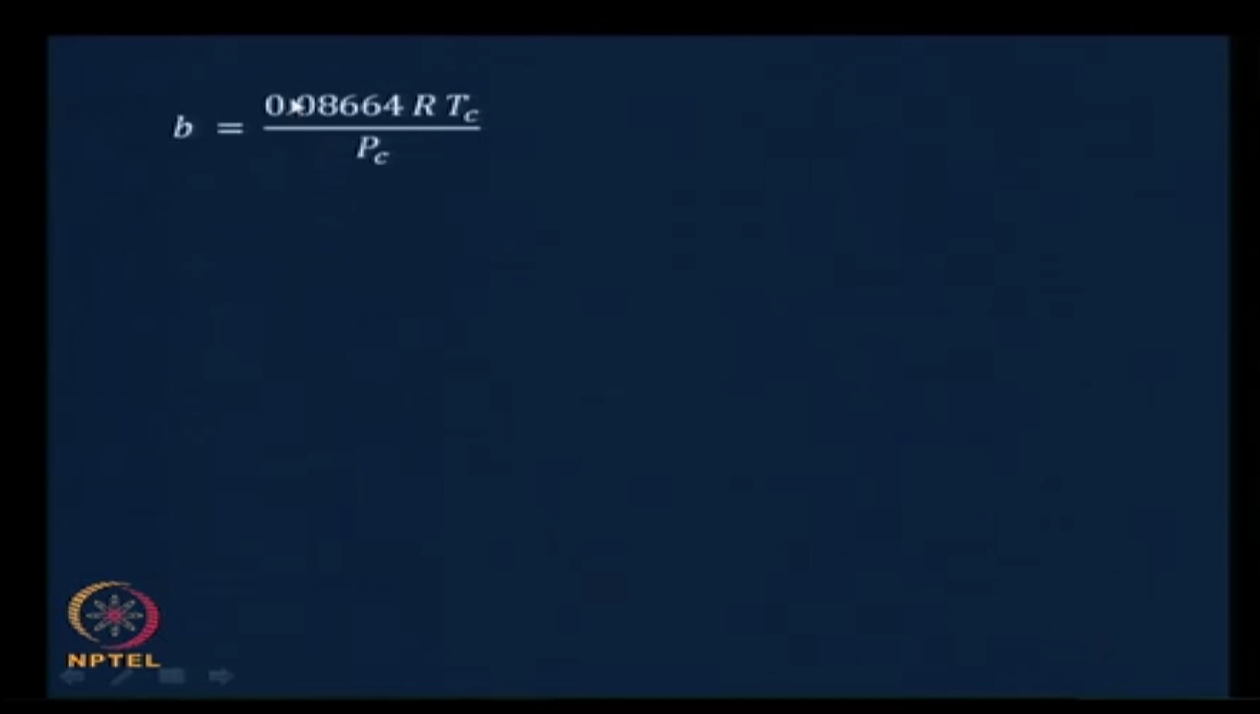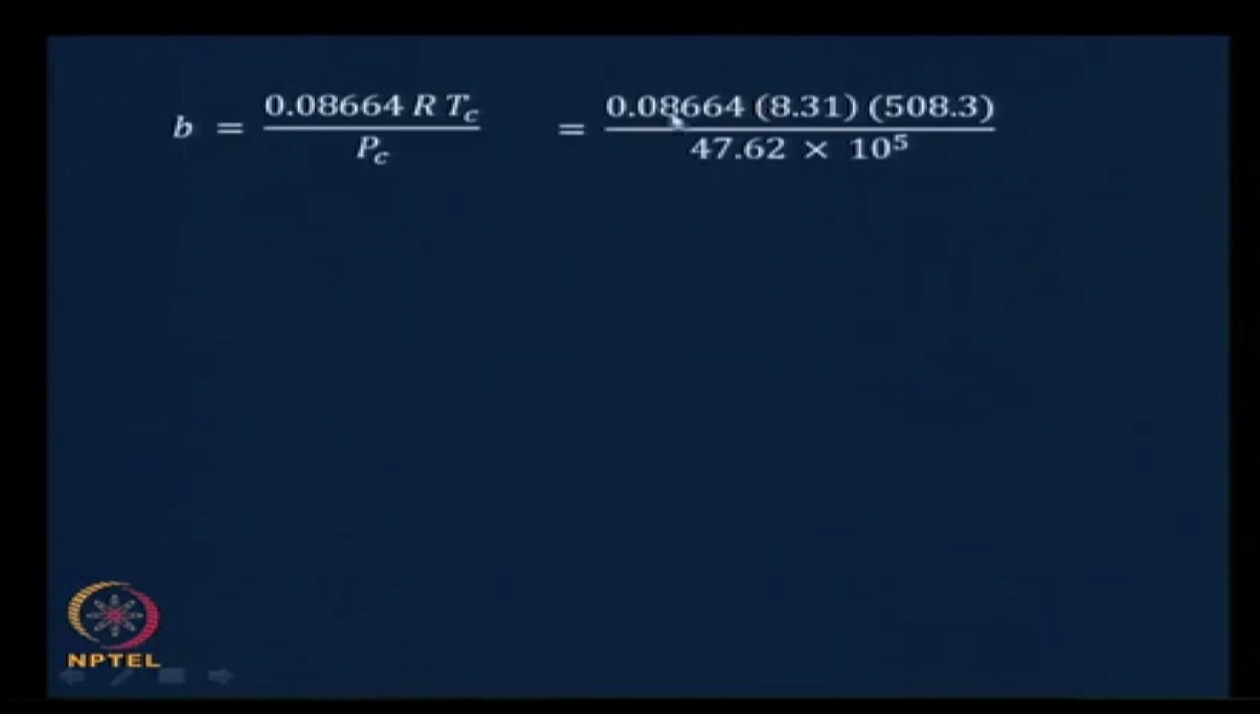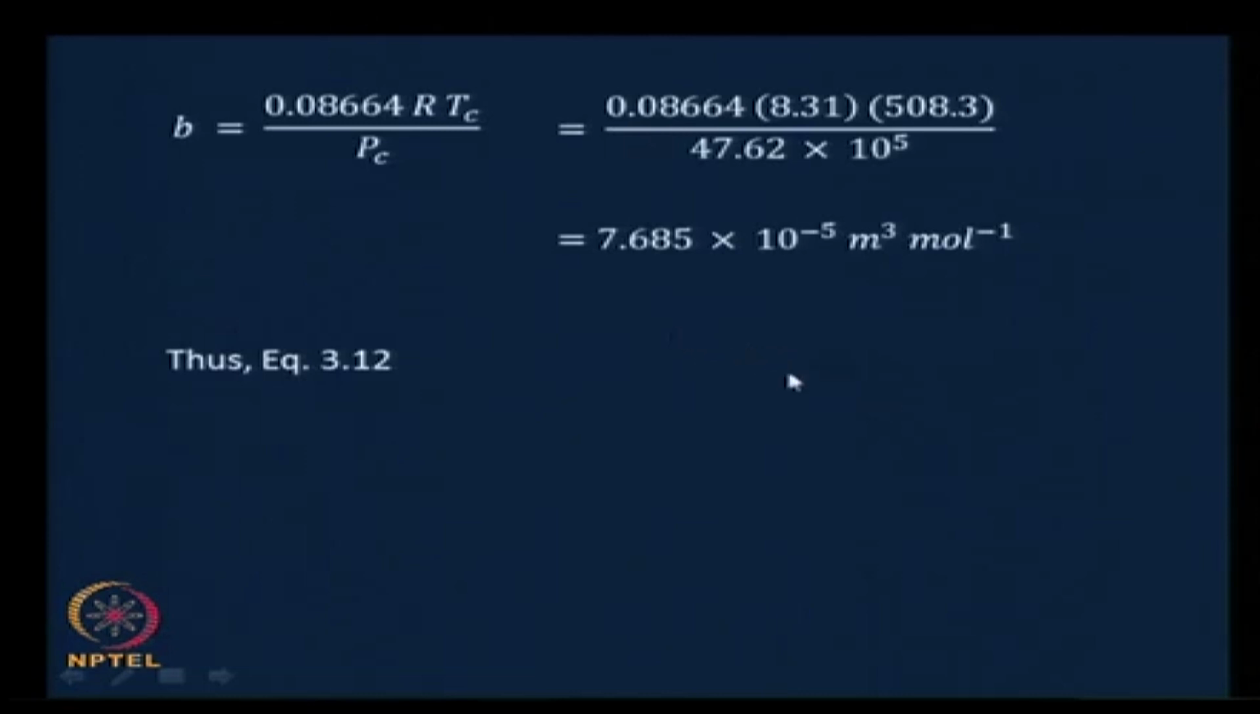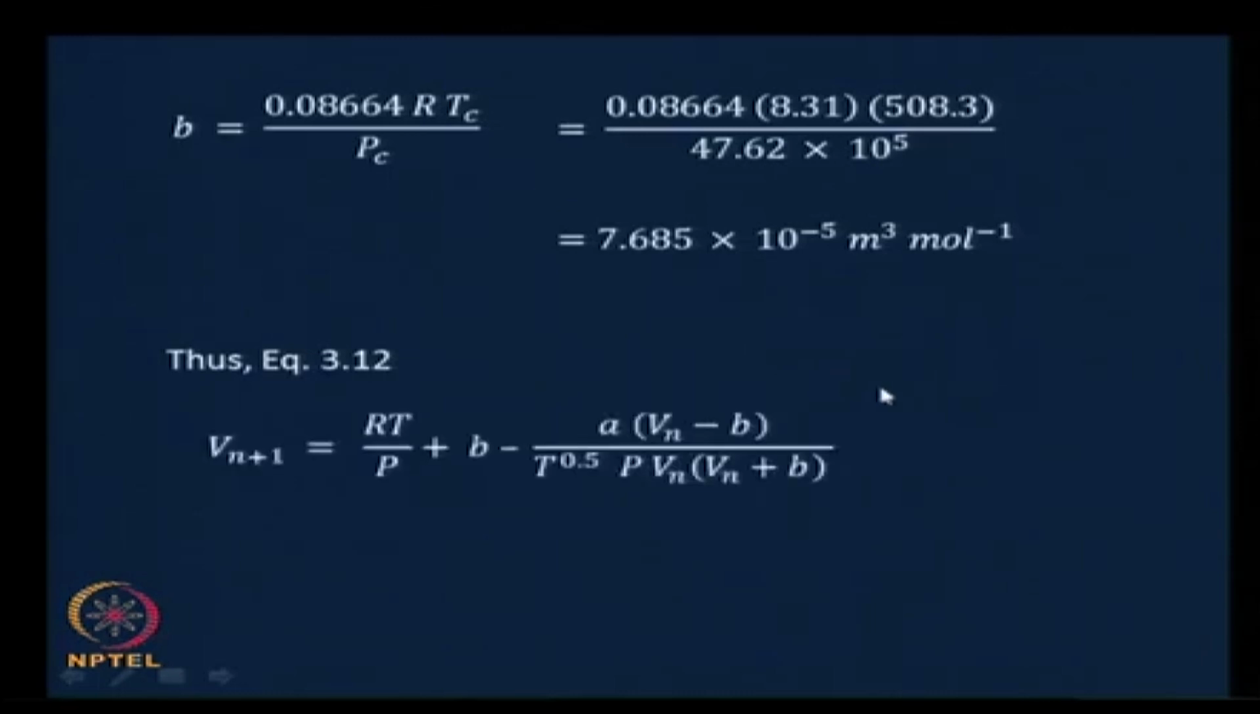And B is 0.08664 R Tc by Pc. If we substitute the values, we get 0.08664 into 8.31 for R, 508.3 for Tc, and 47.62 into 10^5 Newton per meter squared for Pc. That turns out to be 7.685 times 10^-5 meter cubed per mole. Therefore, now that we have the A and B values, we can iterate the Redlich-Kwong equation, written appropriately for iterations, to get the vapor volume, which is this. This is the equation that we are going to use.